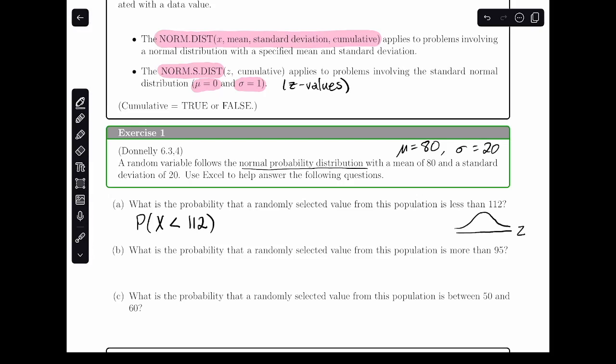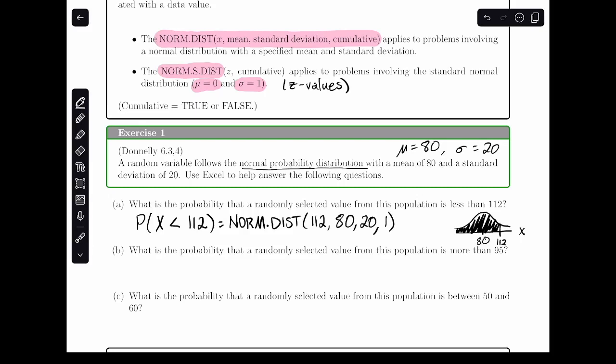bell-shaped curve, and our mean, our value in the middle, is 80, and we want to find the probability that x is less than 112. So we want the area to the left of 112. And so in Excel, we could do equals norm.dist, and we could plug in 112, and then we could put the mean and the standard deviation, and we could put true or 1 for cumulative.